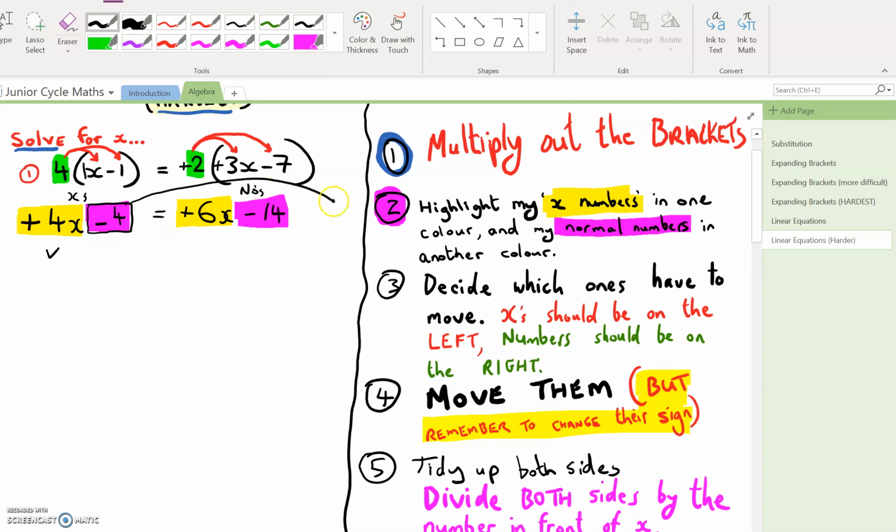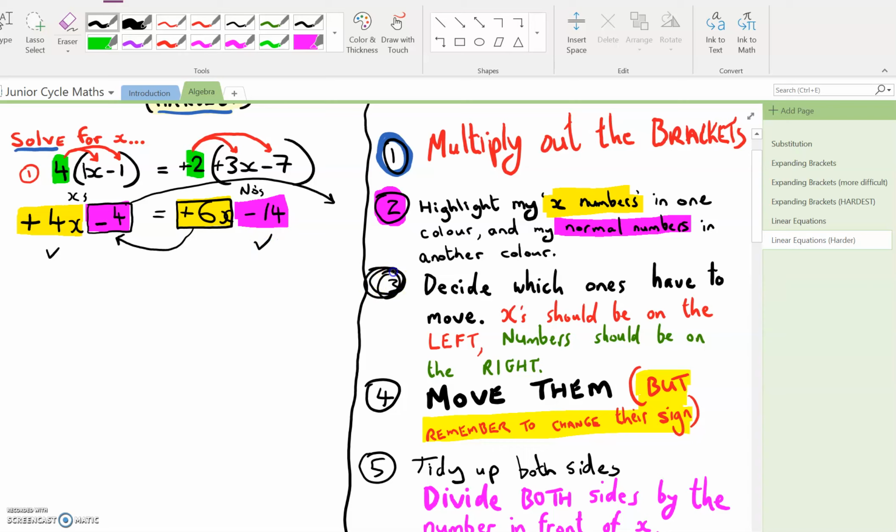This is an x. This should not be here. This should be over here. So I'll have to move that. And this is a normal number, so this is on the right side. We're okay with that. So we've done that. We've decided which ones need to move. Now let's actually move them. But the important thing is to remember, change the sign if you move it over the equal sign.